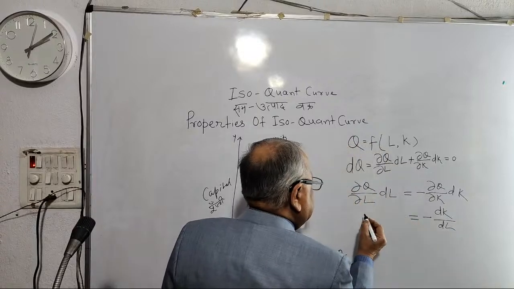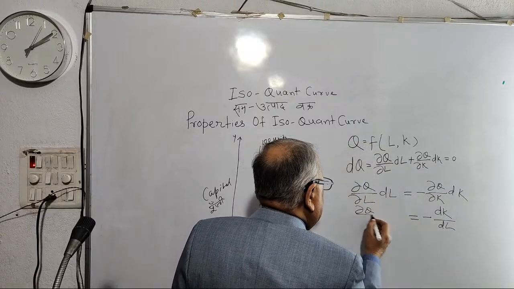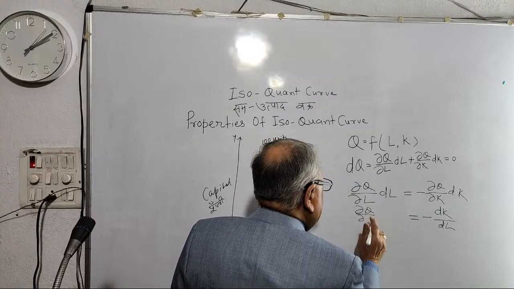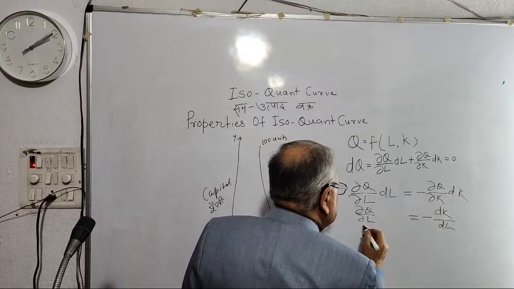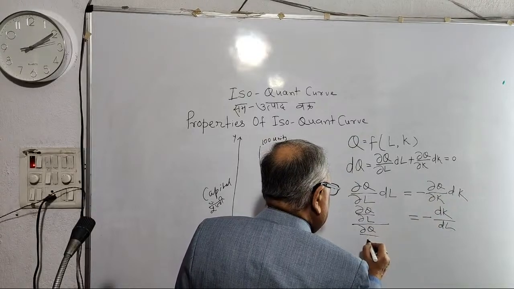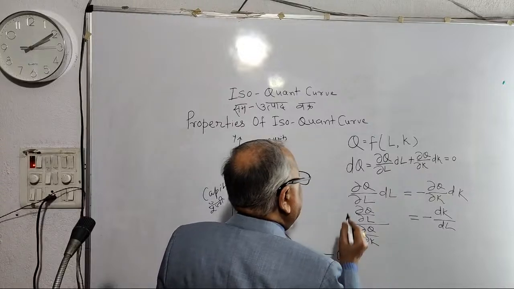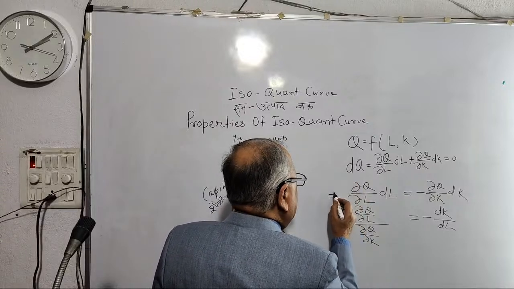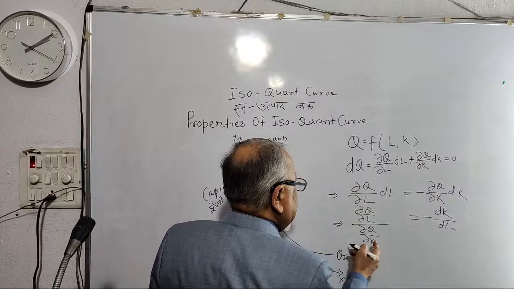And what will happen on this side? Del Q by del L, and on the right side del Q by del K. So this equation will be converted to this. Finally, this is converted to this.